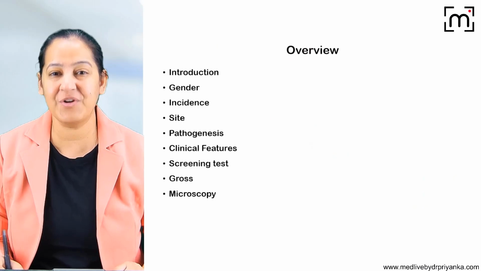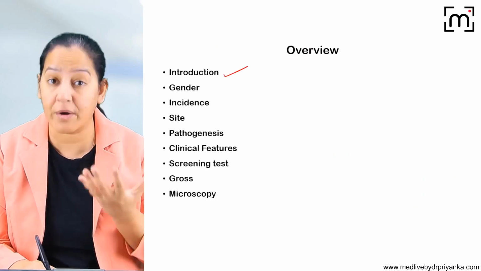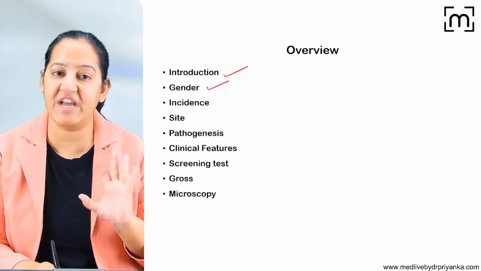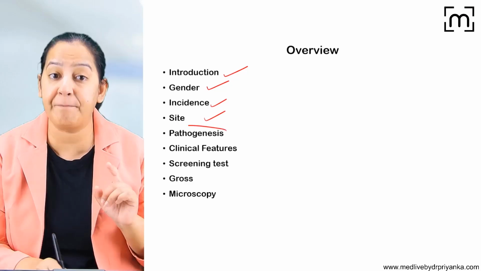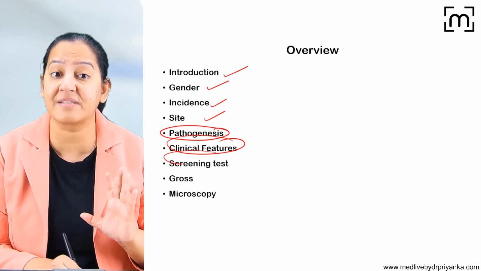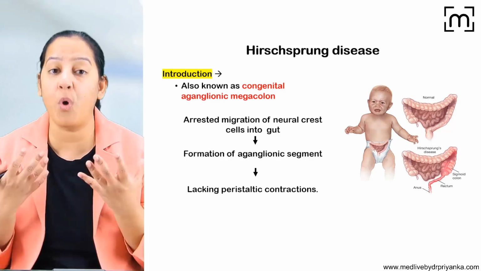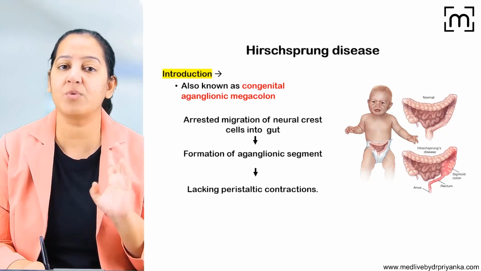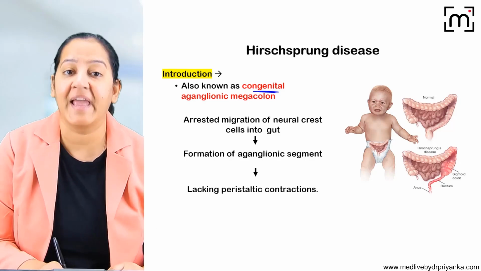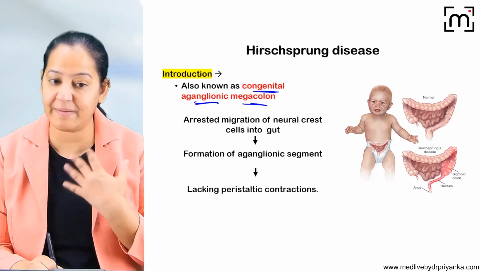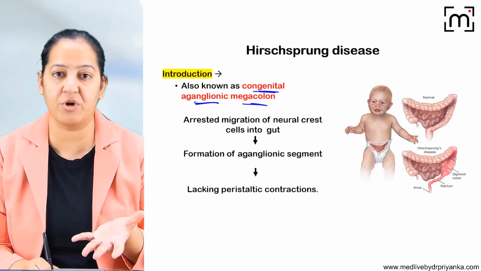Hirschsprung disease. First of all, I will let you know its introduction. What is Hirschsprung disease? Then we will see its gender prevalence, then incidence, site, pathogenesis, clinical features, screening test, and the morphology. So let's start. What is Hirschsprung disease? Hirschsprung disease, also known as congenital aganglionic megacolon. I will explain why this terminology is given to Hirschsprung disease.